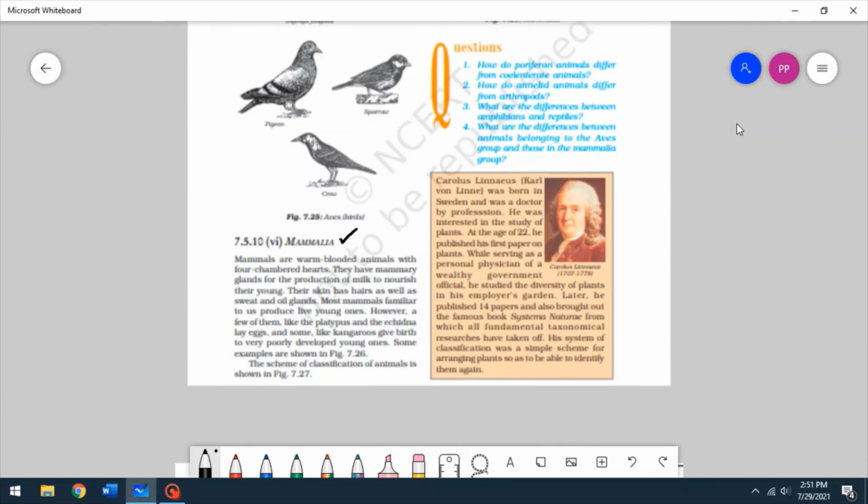Then we have the 6th class, which is Mammalia. Mammals or Mammalia, they're warm-blooded animals with 4-chambered hearts. They have mammary glands for the production of milk to nourish their young.